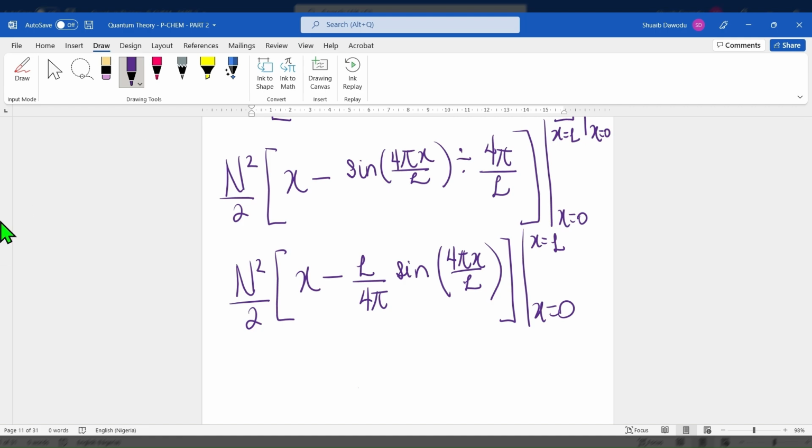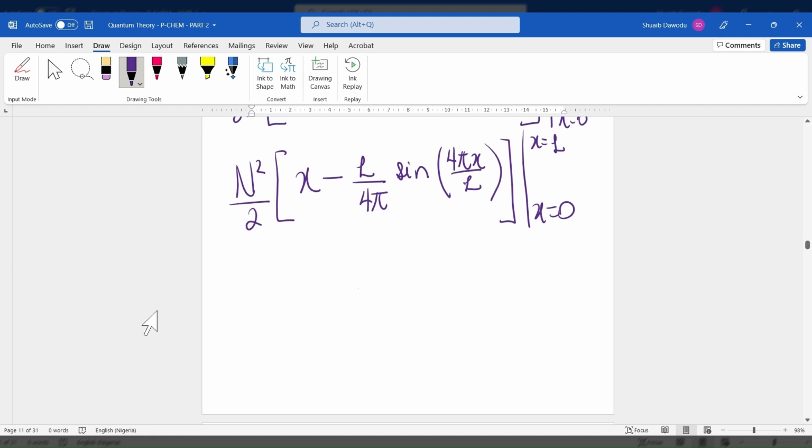So yeah, we already know from doing integration what we're supposed to do next. We're just simply supposed to substitute, right? We're going to substitute x equals L as well as x equals 0. So doing that, you have n squared divided by 2. We substitute x equals L in the first place.